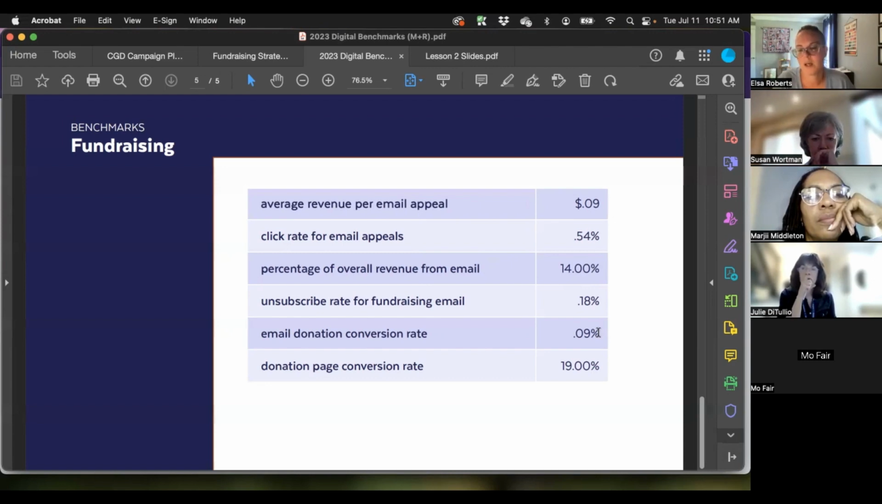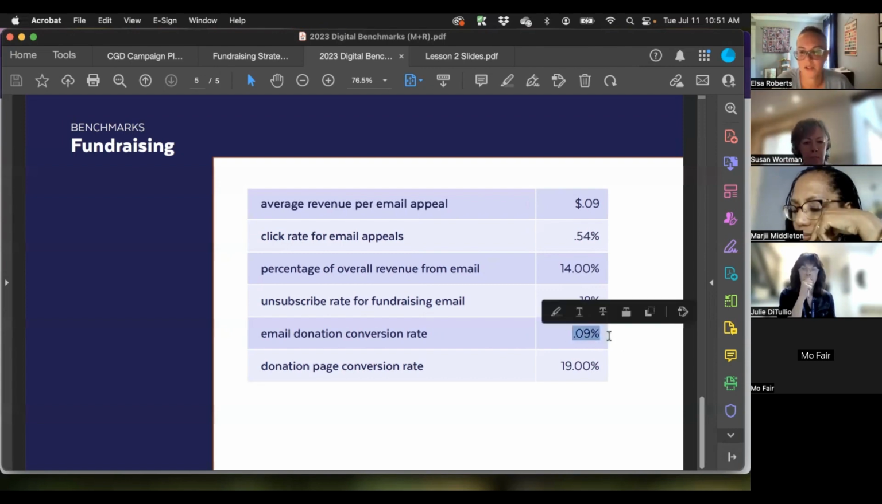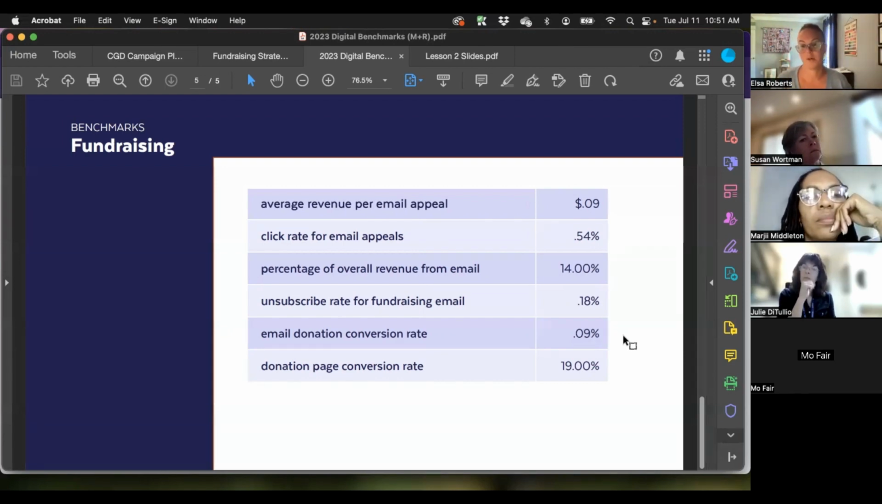So this is what I was saying. I guessed too high even. This is the conversion rate that you're working with. So if you see that you're not getting a ton of new donors through an email campaign, that's because it's really, really hard to get someone to convert and become a donor through an email campaign or through any kind of campaign, honestly. It's difficult.